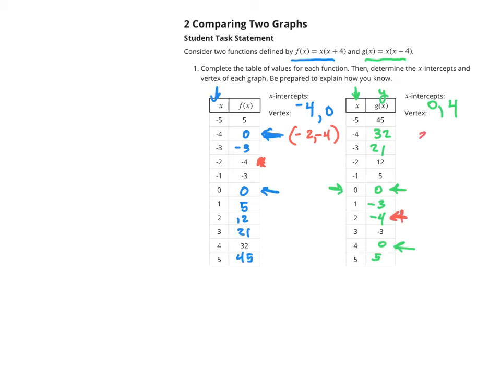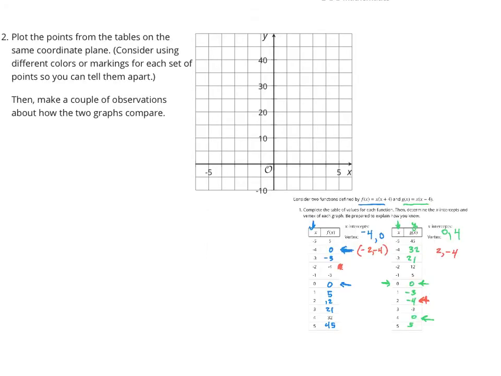Or it is 2, negative 4. Okay, now we're going to need this information on my next slide, so let me take a picture. All right, here it says plot the points from the tables on the same coordinate plane. Consider using different colors or markings for each set of points so you can tell them apart. I'm using blue for f of x and green for g of x. Then make a couple of observations about how the two graphs compare.